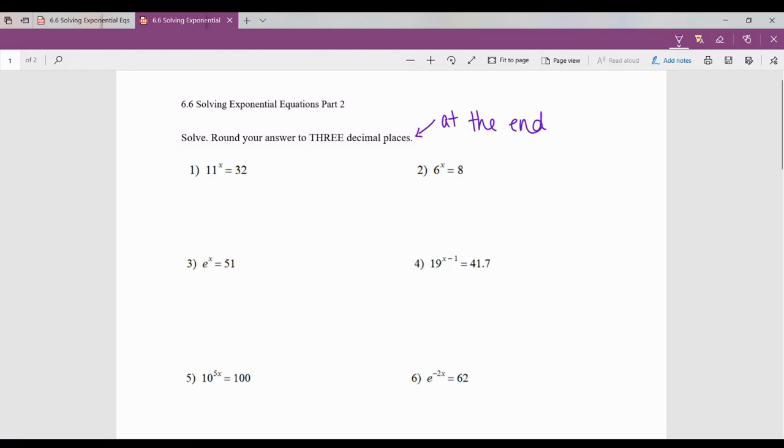All right, so last time what we did is we said, can I rewrite the equation so that they have the same base? So now when I look at this equation, I say 11 is my base. Could I rewrite 32 as 11 raised to something? No. Is there a way that I can rewrite both sides with the same base? No. So this is the case where we have to solve using another way.